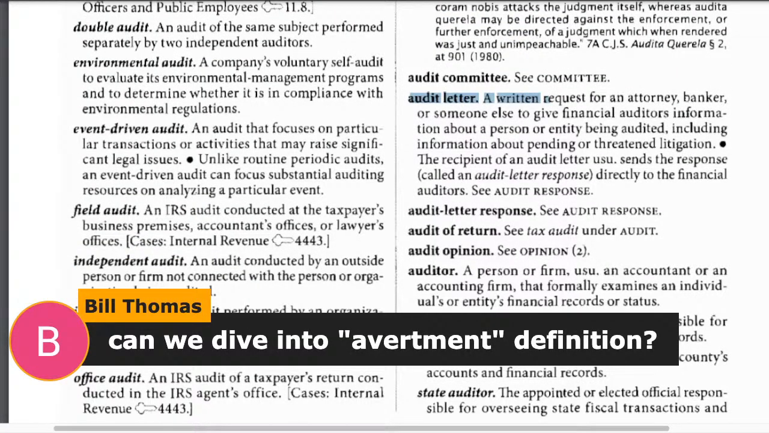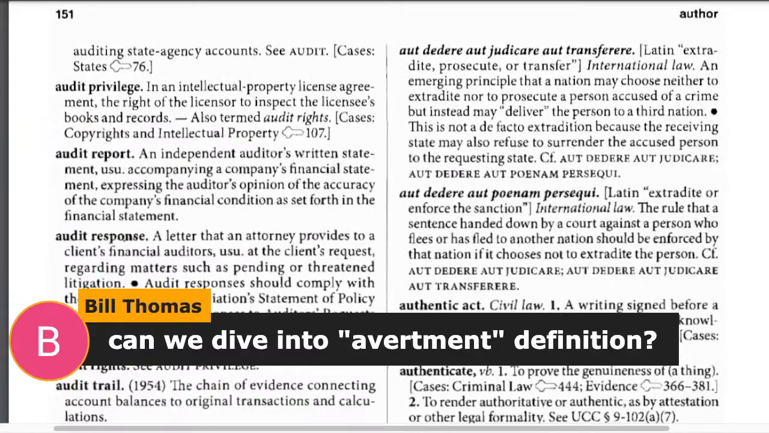And the audit letter is a written request for an attorney, banker, or someone else to give financial auditors information about a person or entity being audited, including information about pending or threatened litigation. The receipt of an audit letter usually sends the response, called the audit letter response, directly to the financial auditor. So this is financial audit stuff.